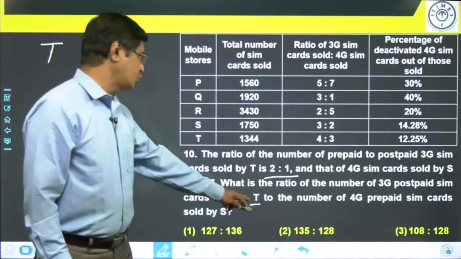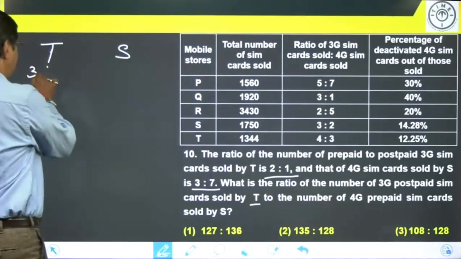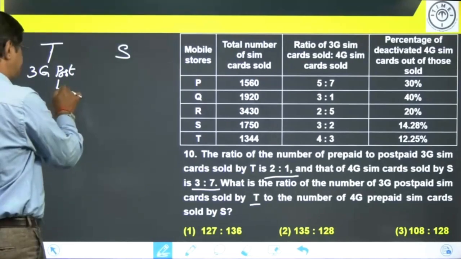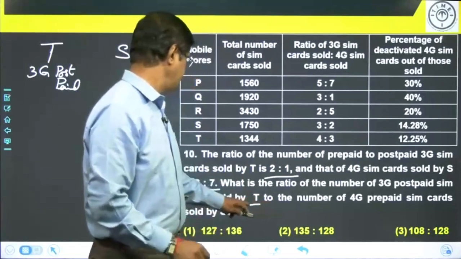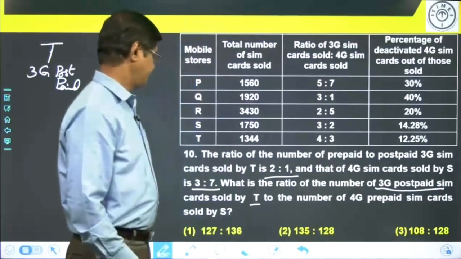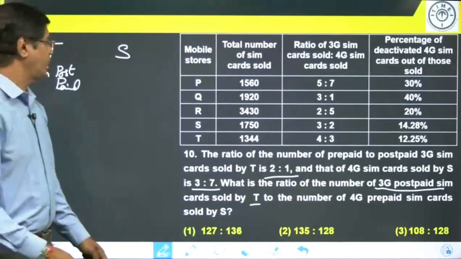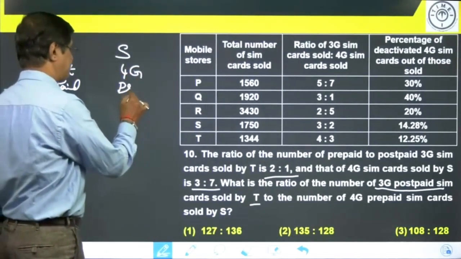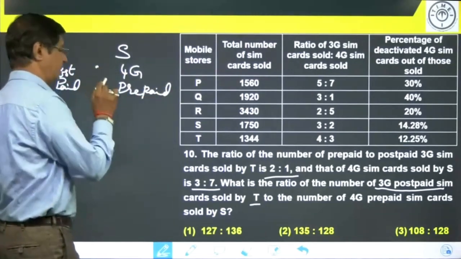So T, what to find? 3G postpaid. So here 3G postpaid to be found. Now what is that question here? What is the ratio of the number of 3G postpaid SIM cards? Okay, the other side, what is the other side? Yes, 4G prepaid to be found. Here 4G prepaid. So prepaid SIM cards, so ratio to be observed.